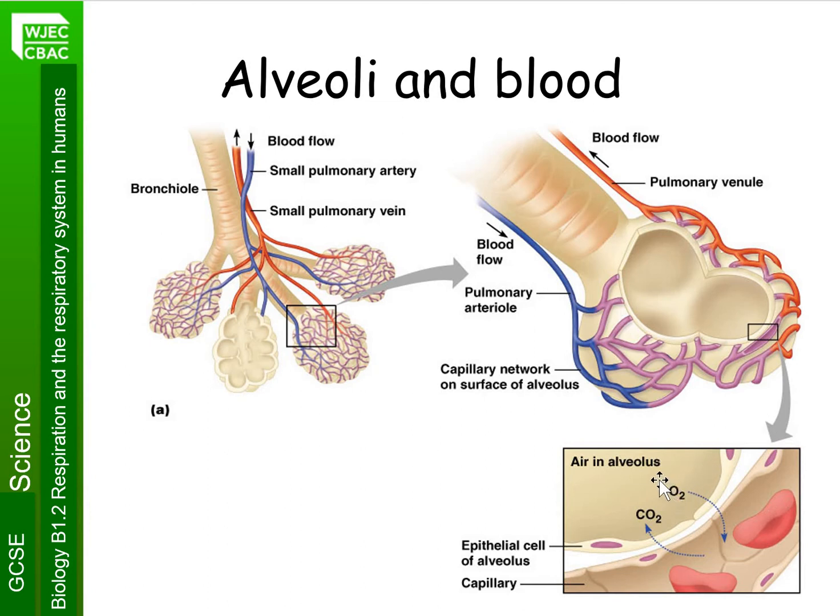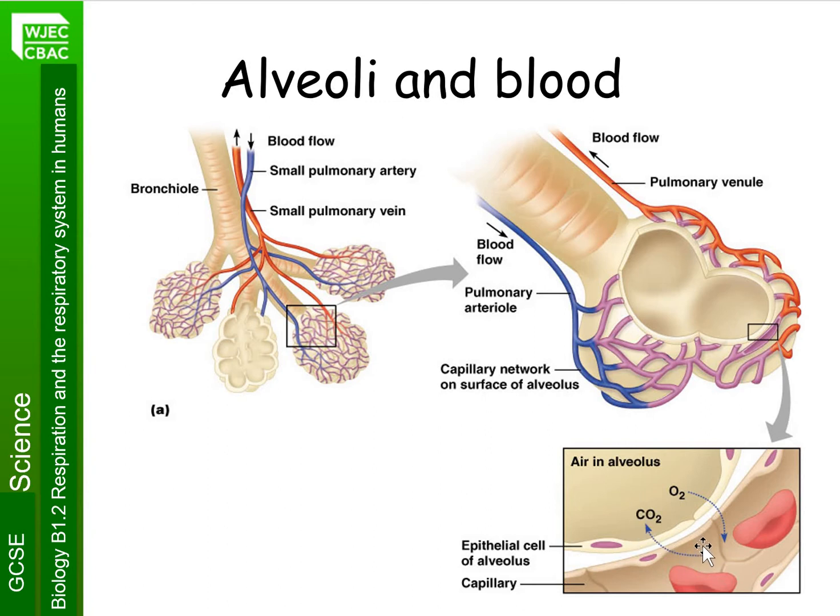Oxygen is going to diffuse from the air in the alveolus to the blood, particularly being picked up by the red blood cells. Red blood cells contain a pigment called haemoglobin. They combine with the oxygen to make oxyhaemoglobin, but carbon dioxide is not carried by red blood cells. Carbon dioxide is carried in the plasma, the liquid part of the blood, and that passes in the opposite direction.